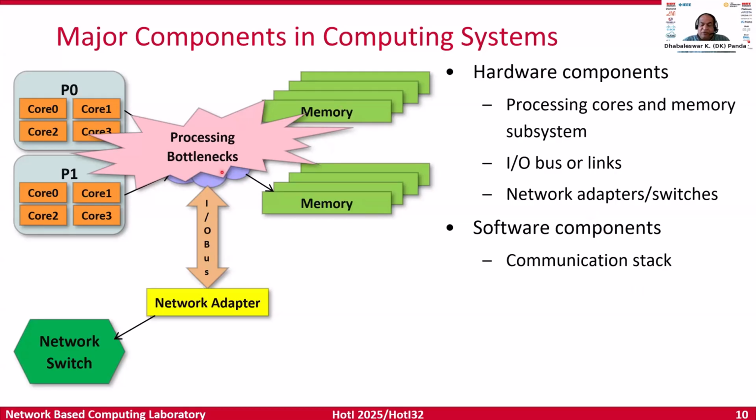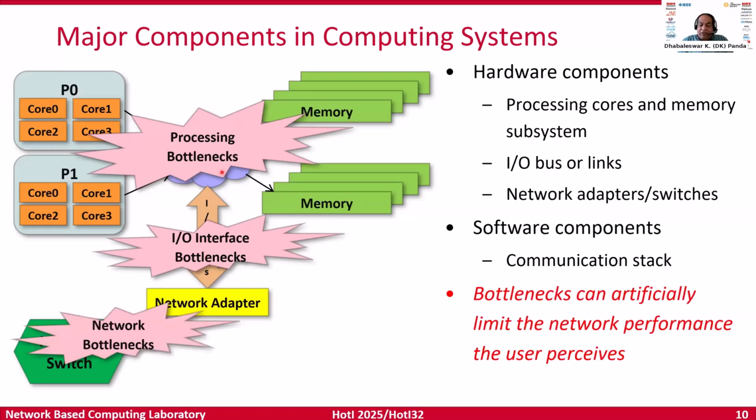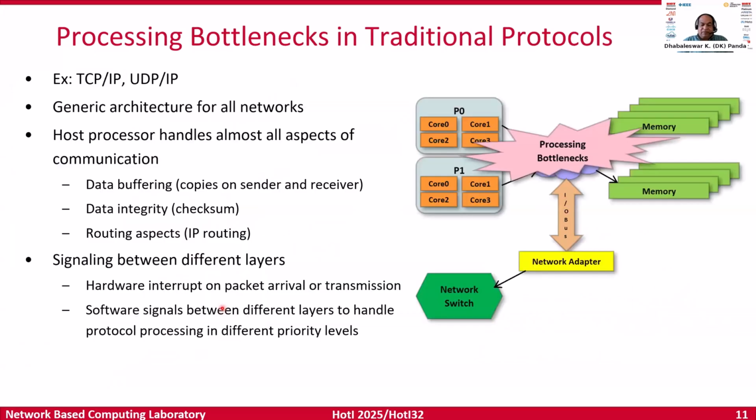So first we'll see the protocol processing bottleneck. Then the second one, we'll see the IO interface bottleneck. That means you might have a good processor and good memory, but if the IO interface where the data goes in and out is not strong enough, then you will not be able to do very high performance communication. And then the third one is the actual network bottleneck. That means I have very good servers, but the network adapter and the network switch, depending on the topology and how the configuration has been set up, could have some bottleneck there. So primarily, let's try to understand these three bottlenecks.